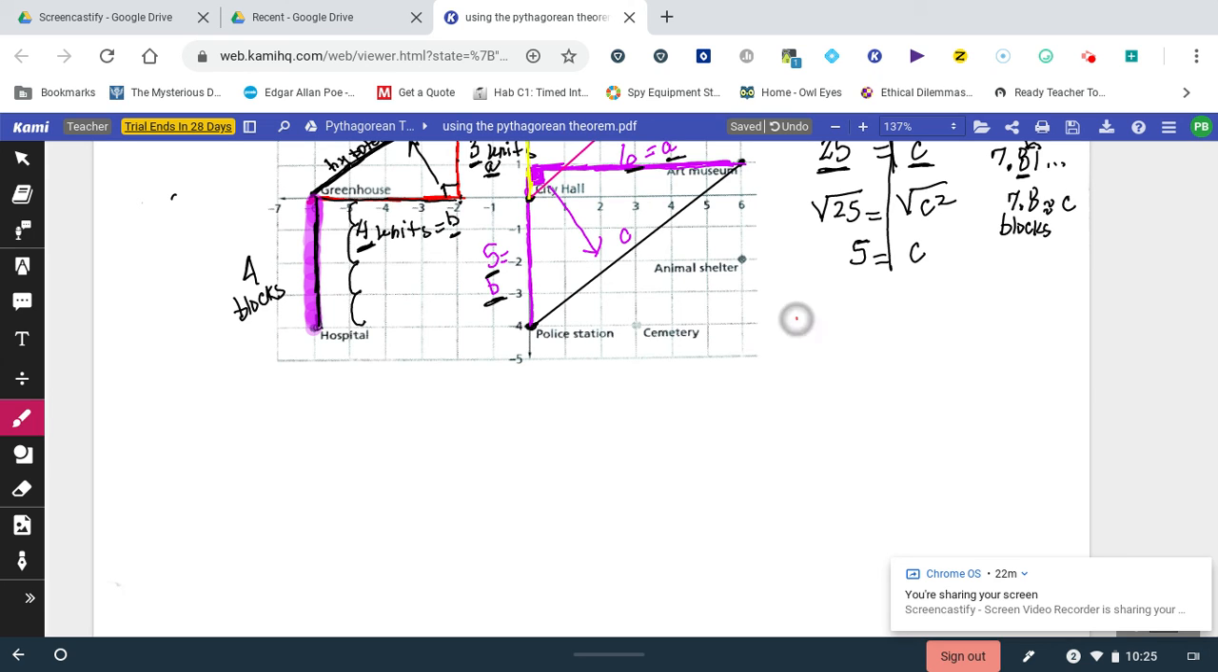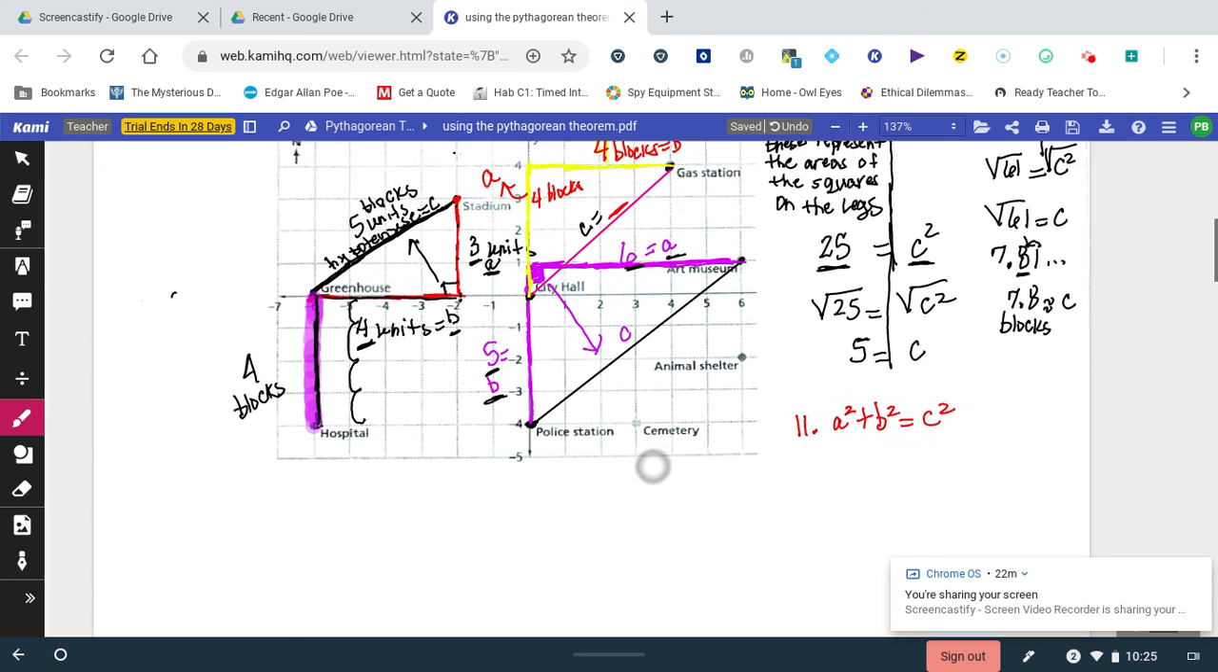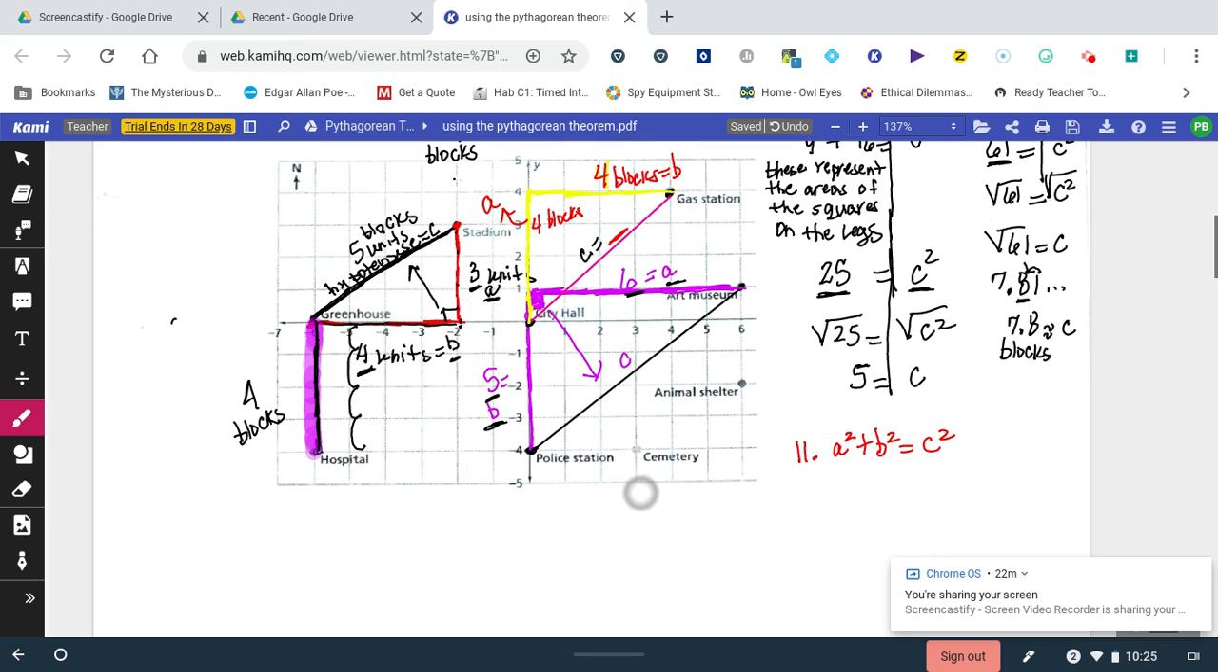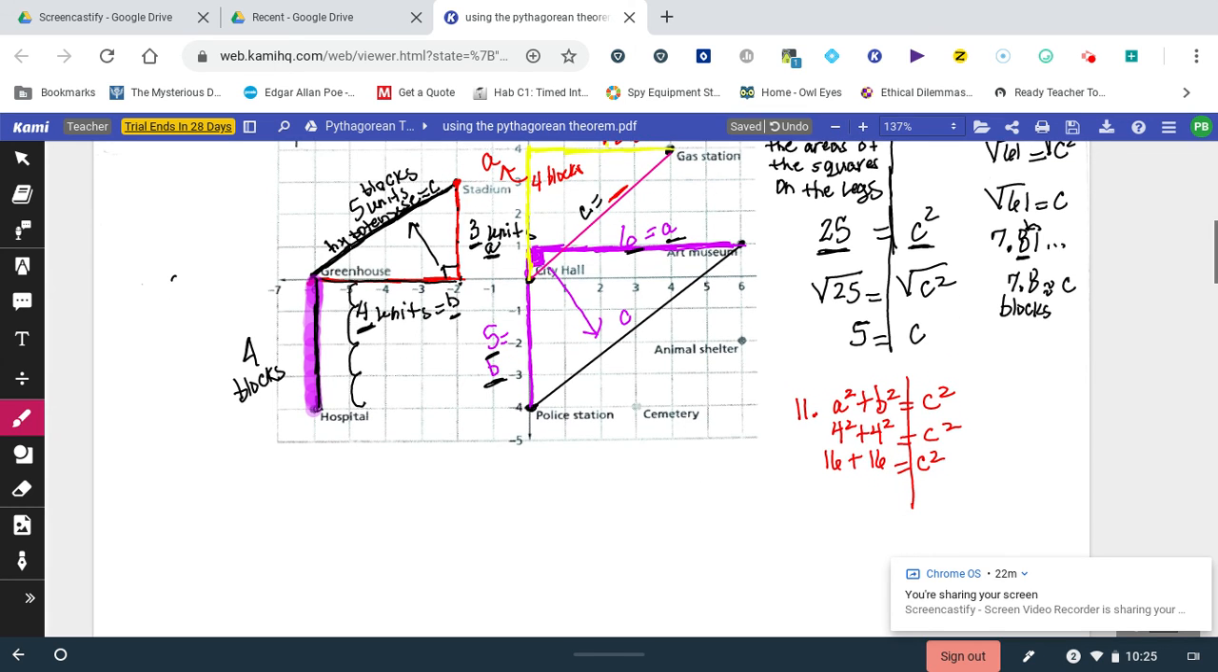And that's going to be for 11. A squared plus B squared equals C squared. And A and B were both 4. So it's going to be 4 squared plus 4 squared equals C squared. 4 squared is 4 times 4, which is 16. That's another 16. And when I add these together, 16 plus 16 is 32. Remember, these two numbers represent the areas of the squares that I would have drawn on the legs. All right, equals C squared.